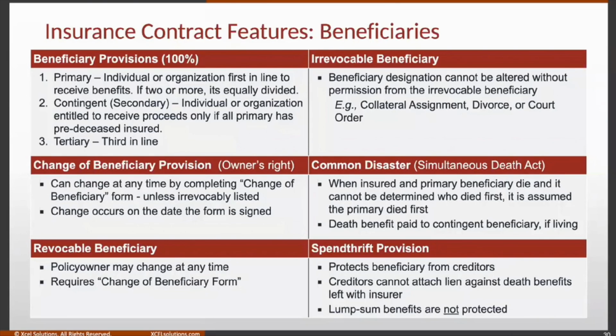They're almost like a co-owner of the policy right along with you. Although you own it, although you paid the premium into it, they have as many rights in the policy as you do. So an irrevocable beneficiary is named. A beneficiary designation cannot be altered as an irrevocable beneficiary without the written permission from the irrevocable beneficiary. Many times this is used in collateral assignment of a policy to a financial institution.